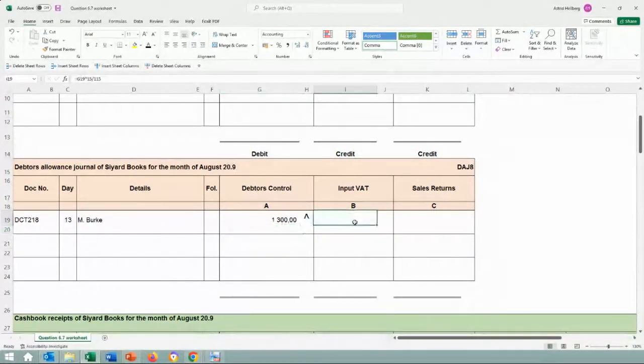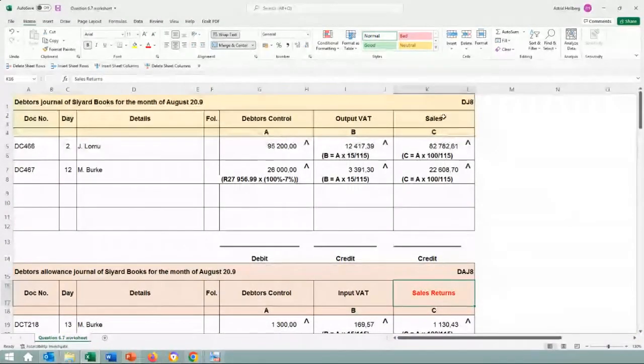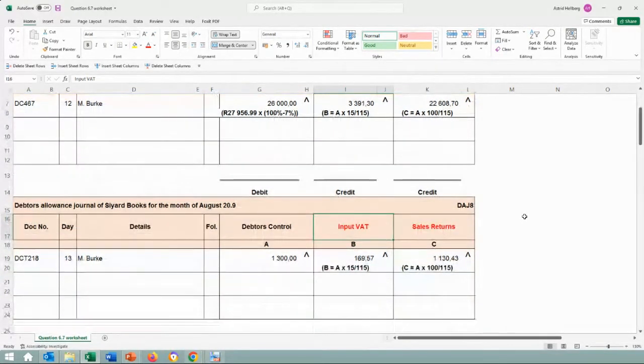That is absolutely correct, Neil. So you would take the 1,300, you multiply it with 15 over 115, and then the difference will go to your sales return. What I want you to note here, and I'm going to make it red so that it stands out, is that we do not take it back to sales, which was where we took it in our debtors journal. We're taking it to sales returns. Okay, so that is the sales account, and we're also taking it to input VAT and not to output VAT. So those are the two main differences from our debtors journal.